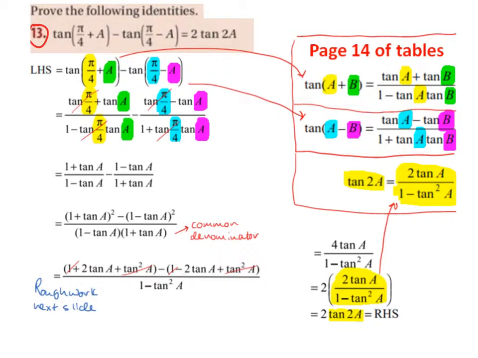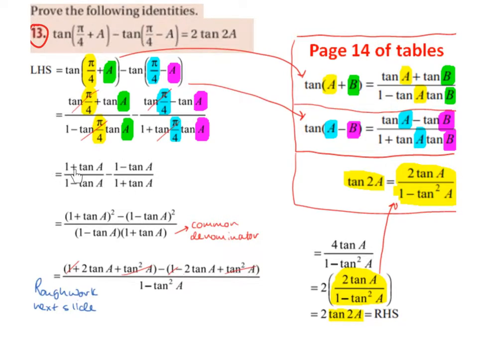We bring down the minus. Tan of pi over 4 and tan of pi over 4 cancels, so we're left with 1 minus tan of a for our numerator. And on the denominator, 1 plus 1 times tan of a, which is 1 plus tan of a. So this becomes this.